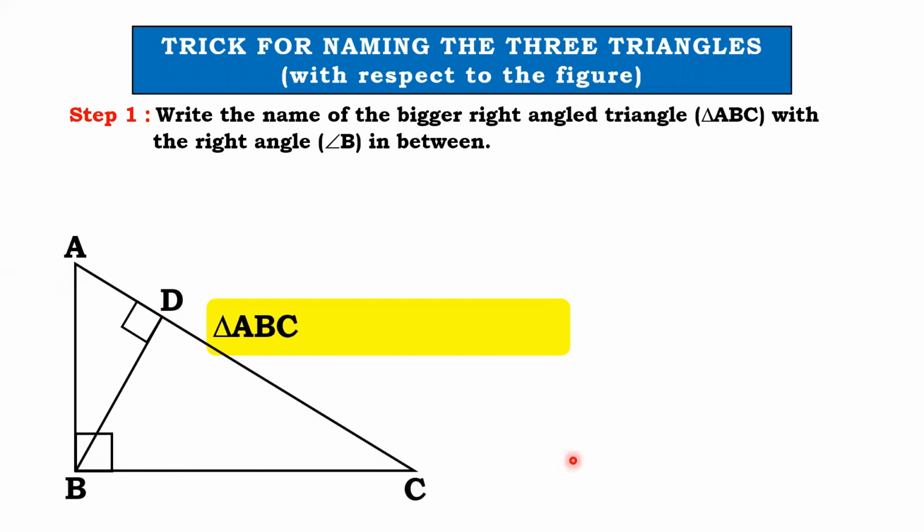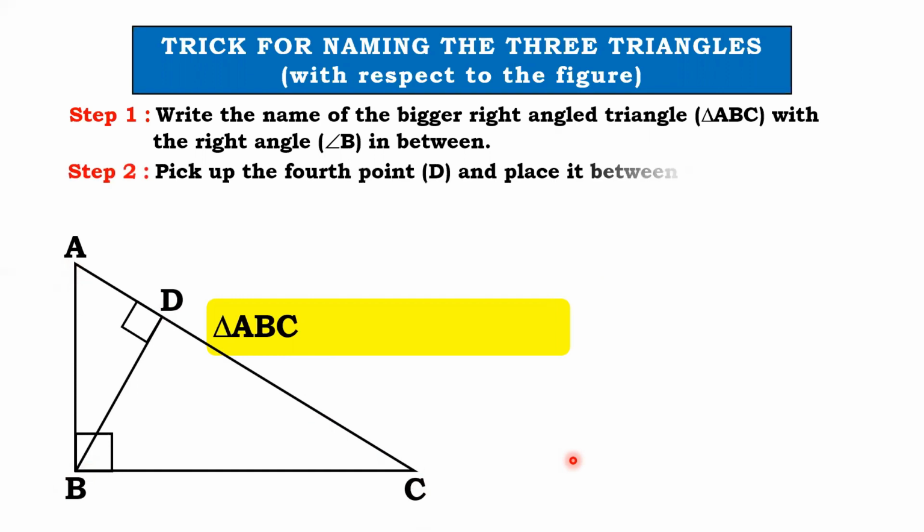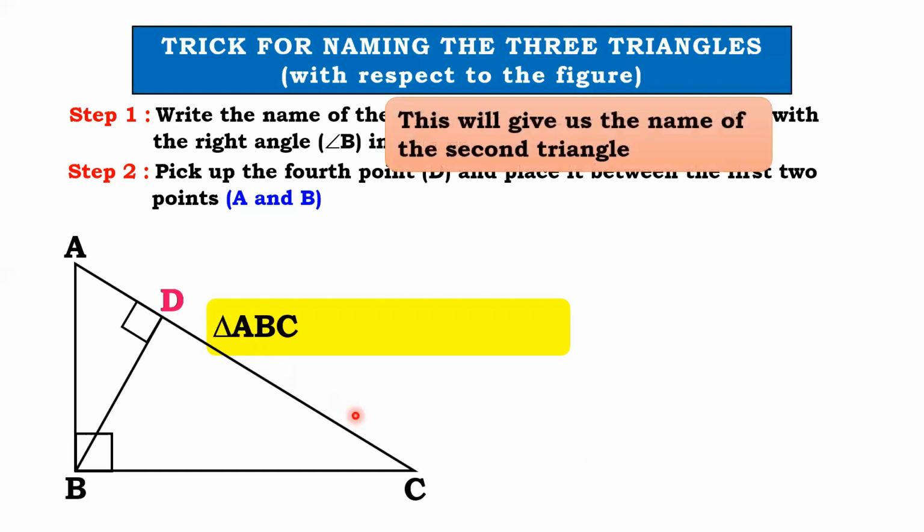Now listen carefully and observe step 2. Now what is step 2? Apart from A, B and C, we have a fourth point, and that fourth point is D. So pick up that fourth point D and place it between the first 2 points A and B. A and B, these are the 2 points. So between these 2 points, we have to introduce D, the fourth point D. Look here. This will give the name of the second triangle.